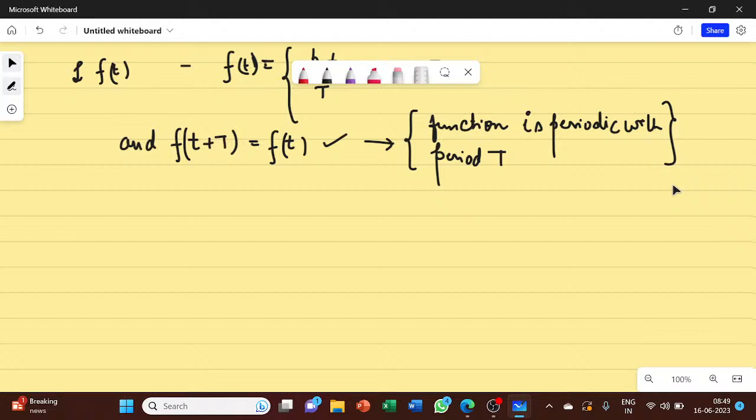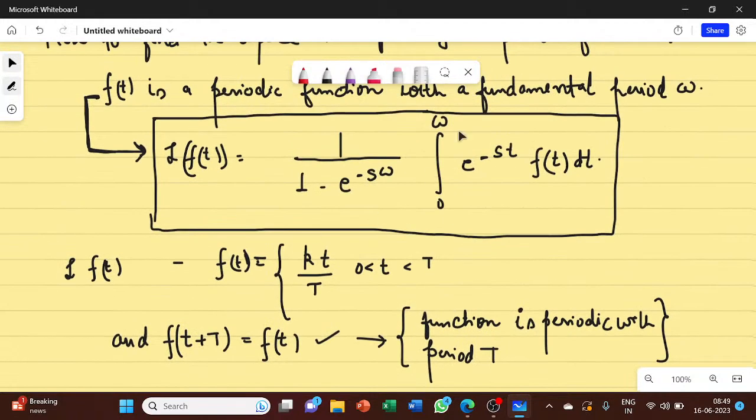So now, how to go about this particular problem? You know that your function is given to be a periodic function, and I have written what would be the Laplace transform of a periodic function with fundamental period omega. Here in the question itself, it was given that your function f(t) is kt upon capital T, where t lies between 0 and capital T, and your function f is periodic with fundamental period capital T. Whenever you write f(t + T) = f(t), it implies that T is the fundamental period.